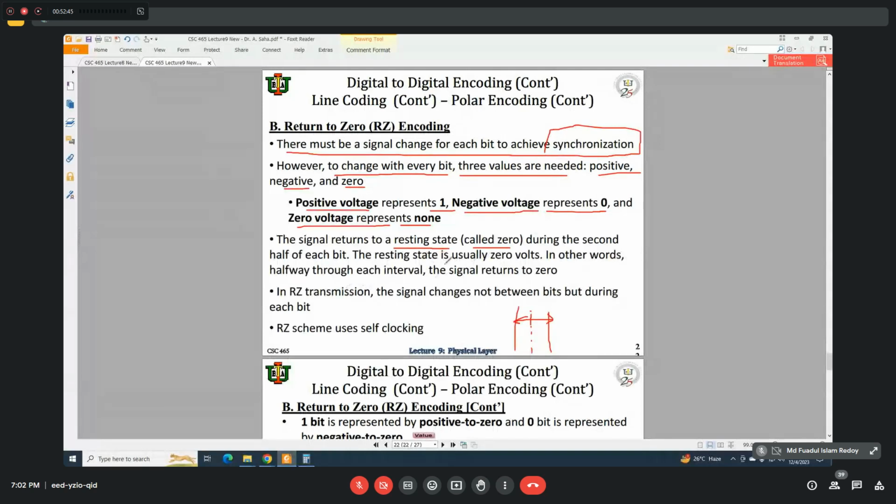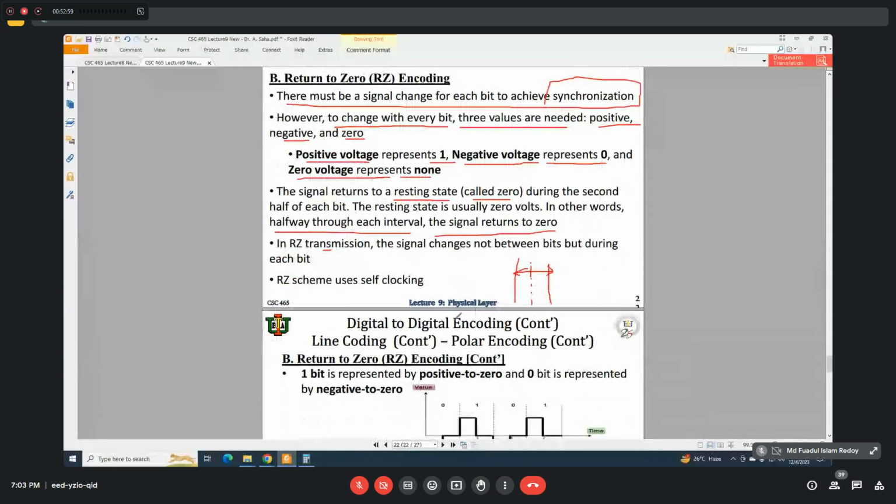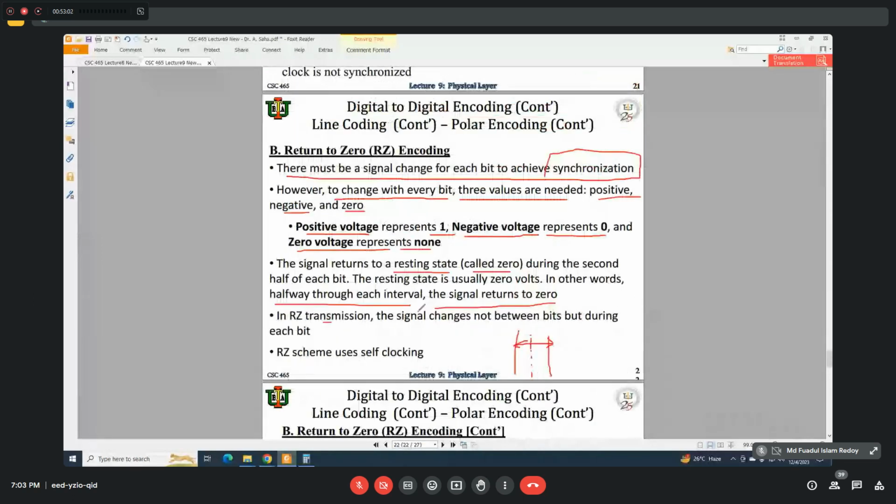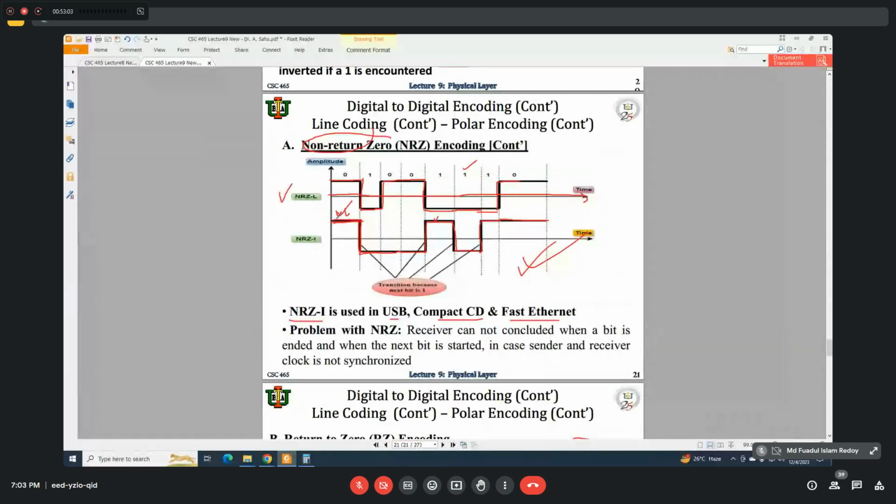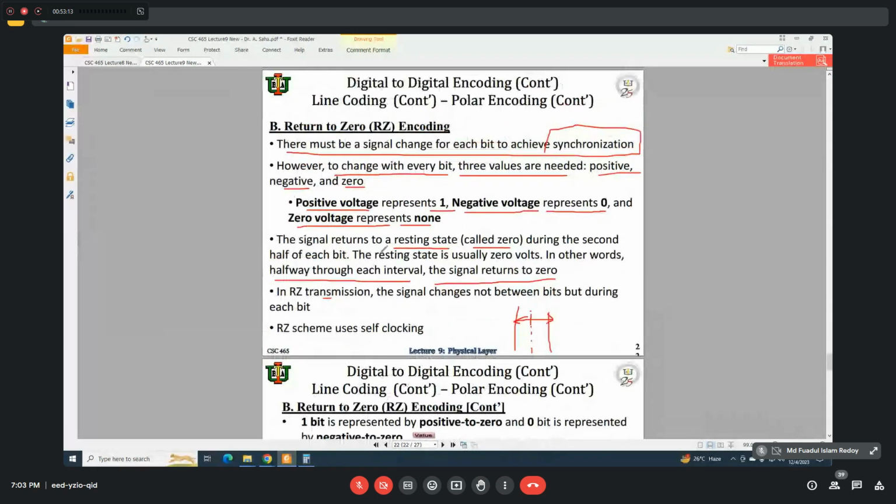In other words, halfway through each interval, the signal returns to zero. That will be clear if you see the next slide example. In RZ transmission, the signal changes not between bits but during each bit. So RZ scheme uses self-synchronization. All the schemes we have discussed so far use the full period for a bit, but in this scheme it uses a half period.